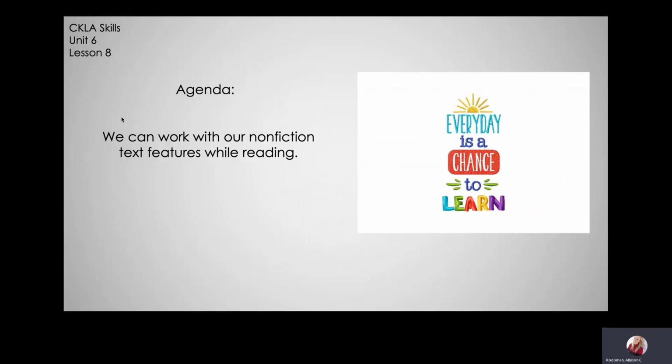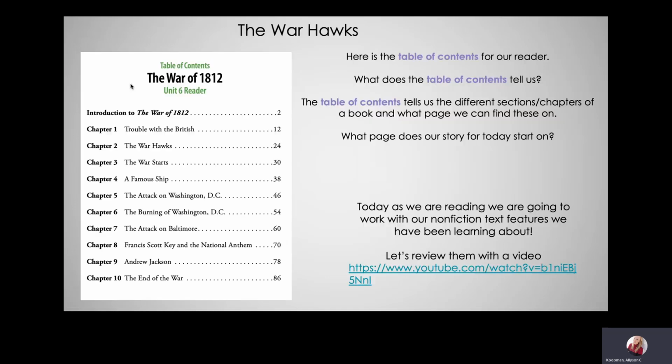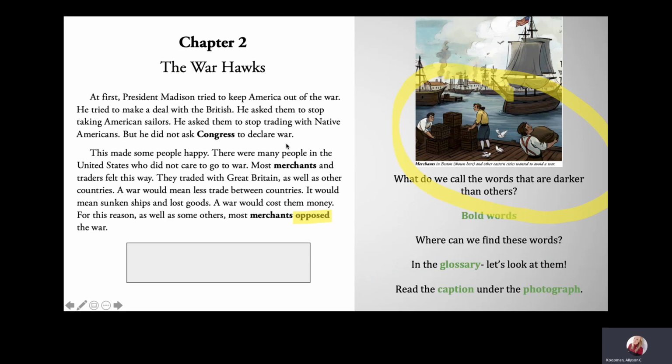And we're going to be working with some nonfiction text features that we have done this week. So right here we see the table of contents. Number 2 is what I said we're going to read today, chapter 2, The War Hawks. And this is found on page 24. So we can always see the page numbers of where to go if we have the book in front of us. So let's go ahead and get started.